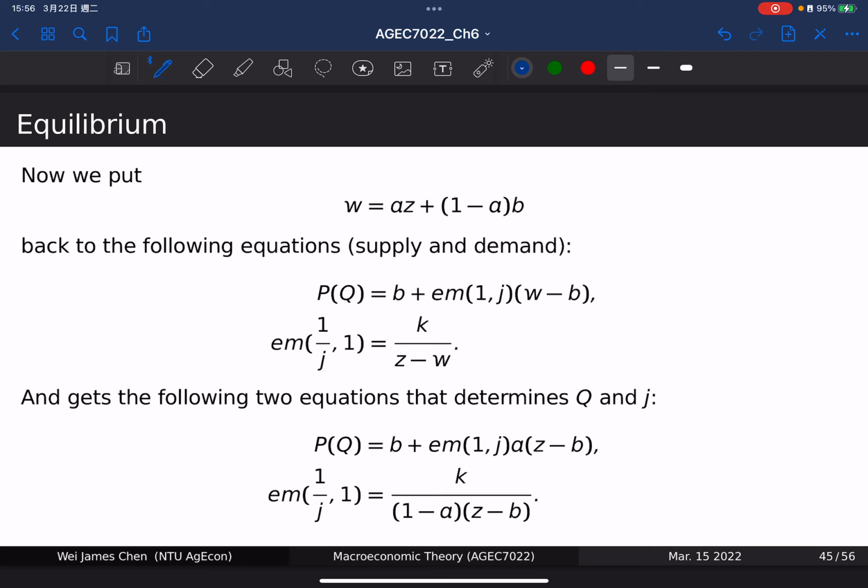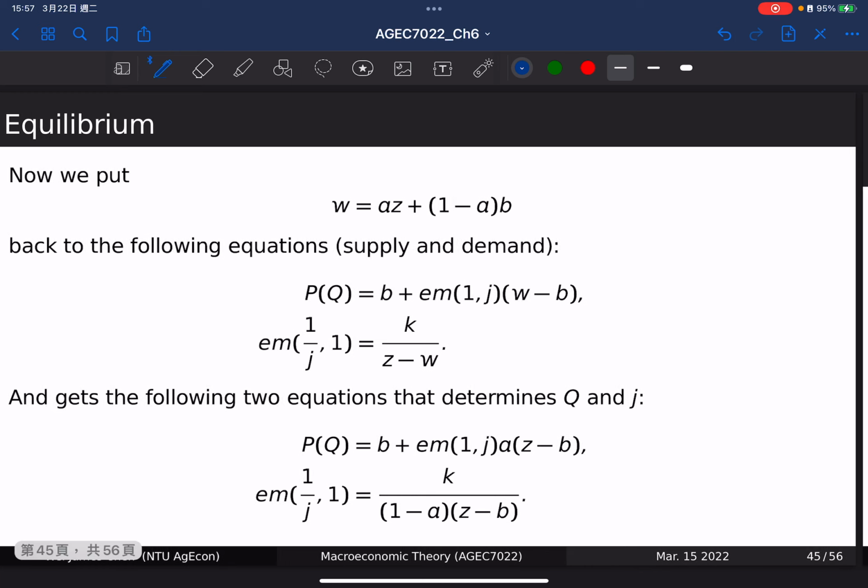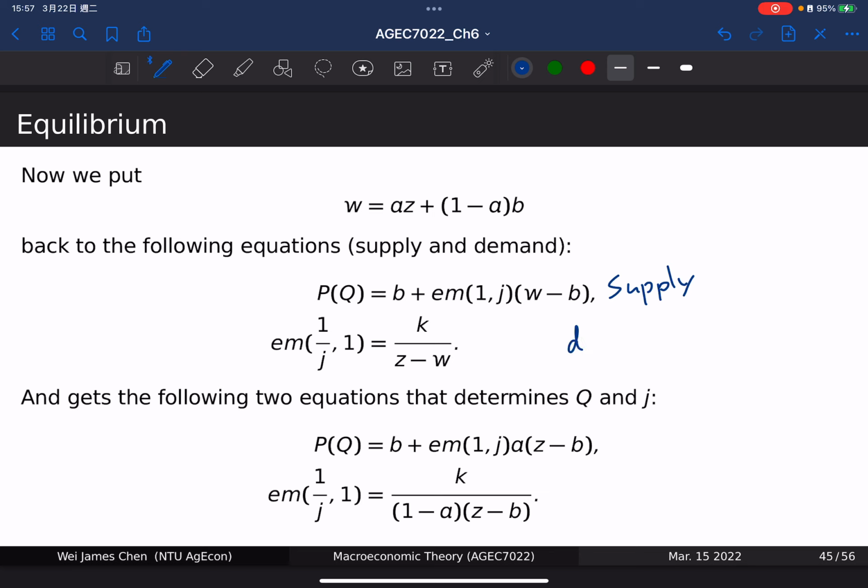Now if we put this W equal to AZ plus 1 minus A times B back into the equations that we got from the supply side and demand side. This is the supply side. This is the demand side equation we already have from the slides before. We have W here and W here, right? And we plug this here and plug this here. Then what we get would be these two equations.